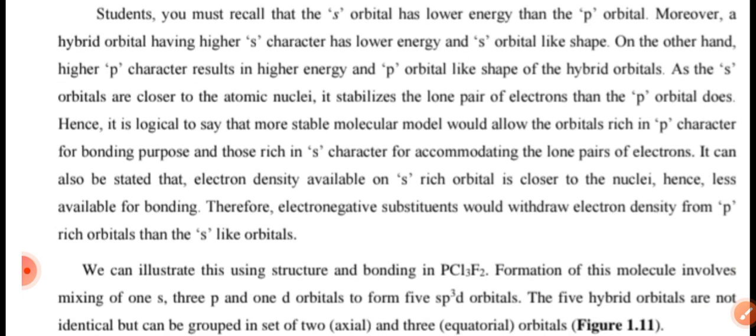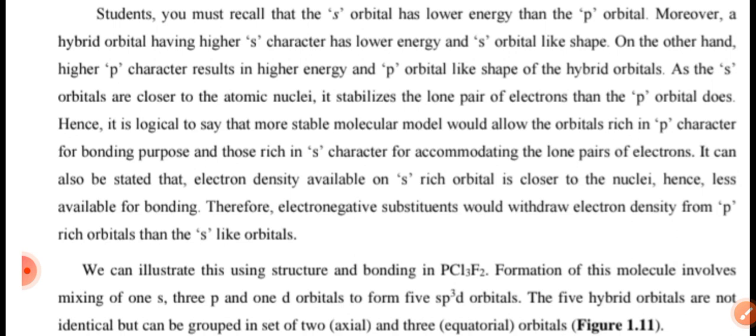Student, you must recall that the s orbital has lower energy than the p orbital. Moreover, a hybrid orbital having higher s character has lower energy and s orbital-like shape. On the other hand, higher p character results in higher energy and p orbital-like shape of the hybrid orbital. As the s orbital is closer to the atomic nuclei, it stabilizes the lone pair of electrons.